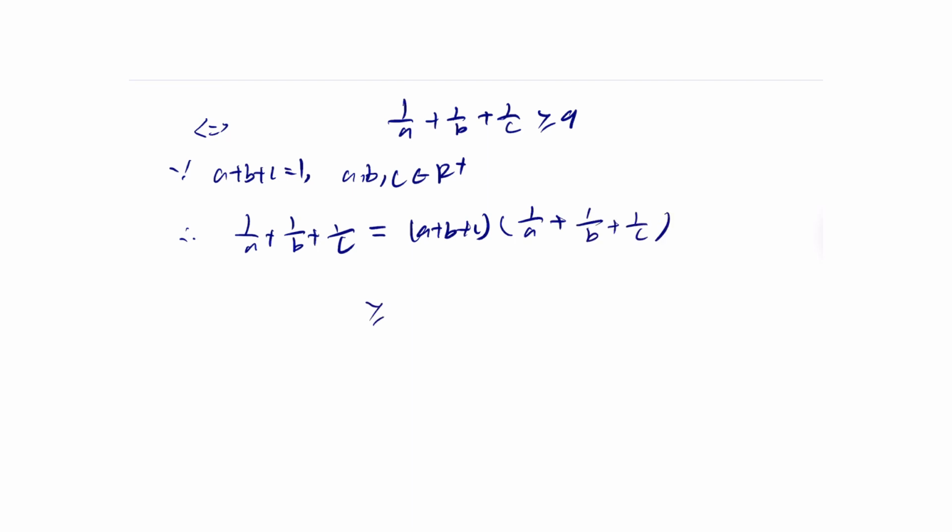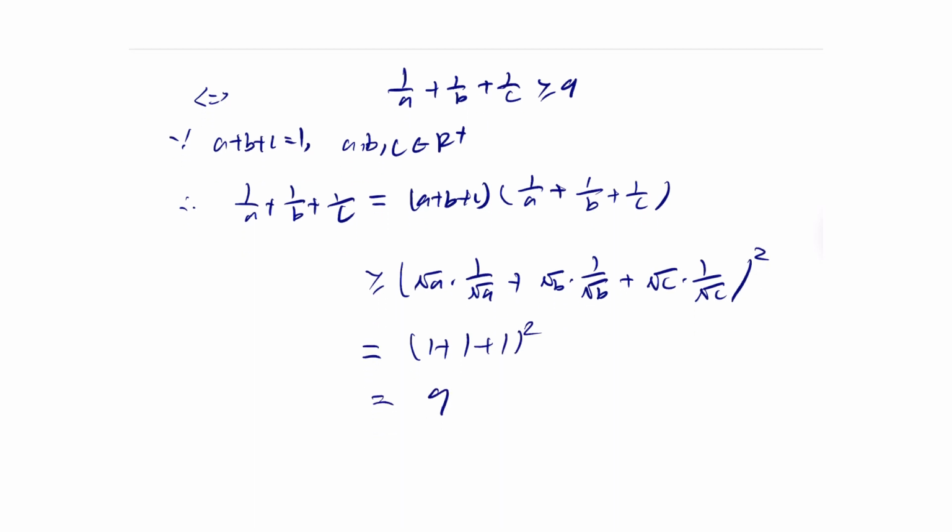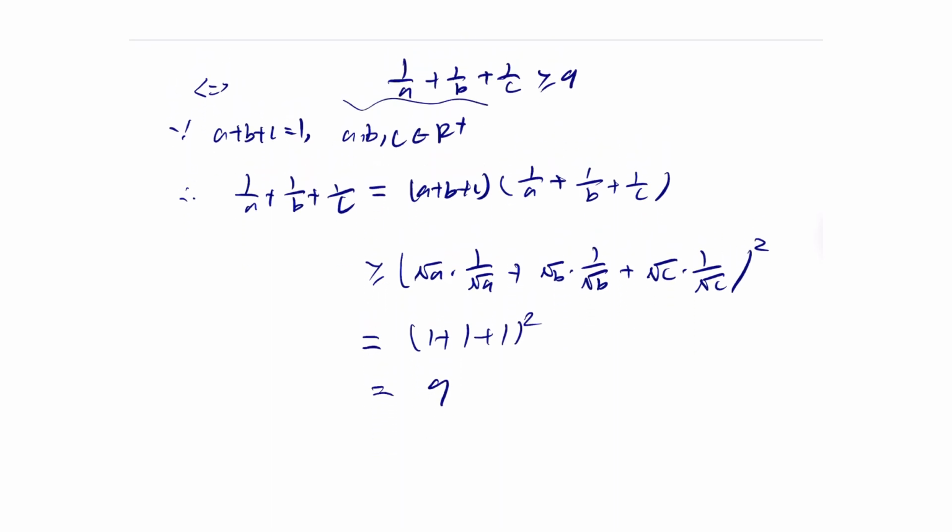which is larger or equal to, using the Cauchy-Schwarz inequality, the square of (root a times 1 over root a plus root b times 1 over root b plus root c times 1 over root c). And it will be equal to (1 plus 1 plus 1) squared, which equals 9. Therefore, we have successfully proved what we wanted to prove.